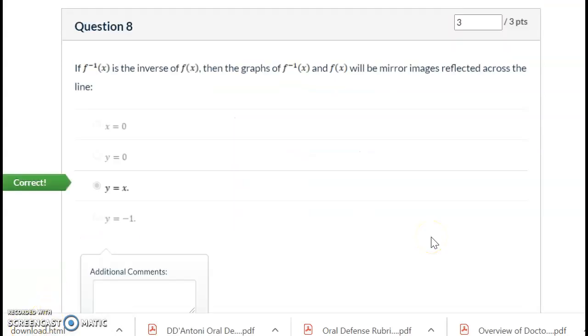For question number 8, it says if the inverse of f of x is f negative 1 of x, and by the way, that means inverse, then the graphs of f negative 1 of x and f of x would be mirror images reflected across which line? And this is by definition: if one function is an inverse of the other, then it is a mirror image reflected across the line y equals x.